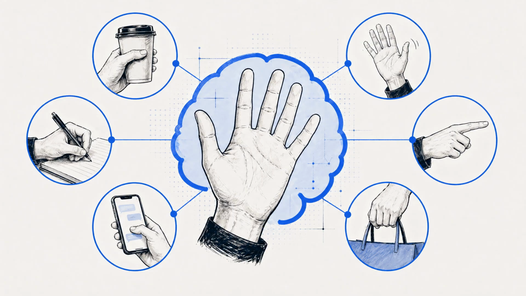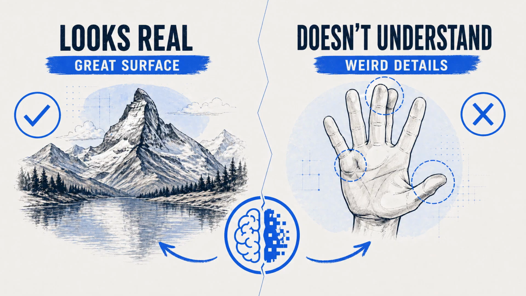We use them to eat, write, wave, text, point, and hold things. Your brain has a very strong model of what a hand should look like, even if you have never studied anatomy. The weird AI hand is not just a funny internet glitch. It tells us something important about how image generators work.